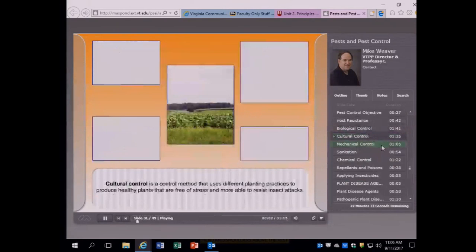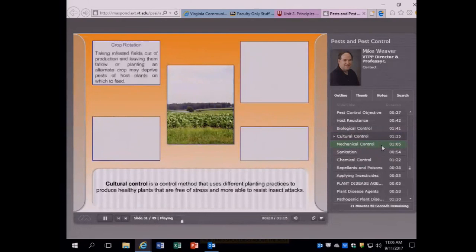The next control method we want to talk about is cultural control. In general, plants that are grown under conditions that allow them to be healthy and free of stress are usually more able to resist insect attacks than are less hardy plants. Depending on the situation, there are several specific cultural techniques that may help control insects and some other pests.